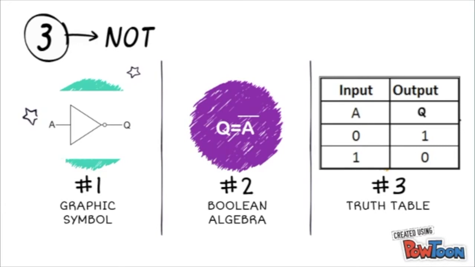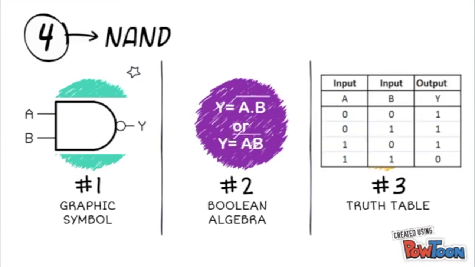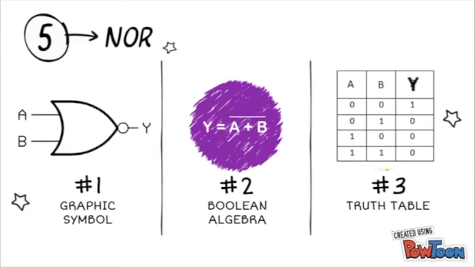Third one is the NOT gate. NOT gate can only have one input and one output. The Boolean algebra can be written as q equals to a naught. The output is always the opposite of the input. Fourth, NAND gate. NAND gate can only have two inputs and one output. The Boolean algebra can be written as y equals to a dot b naught or y equals to ab naught. The output depends on the operation of NAND gates. Last one is the NOR gate. NOR gate have two inputs and one output. The Boolean algebra can be written as y equals to a plus b naught. The output is always the opposite of the OR gate.